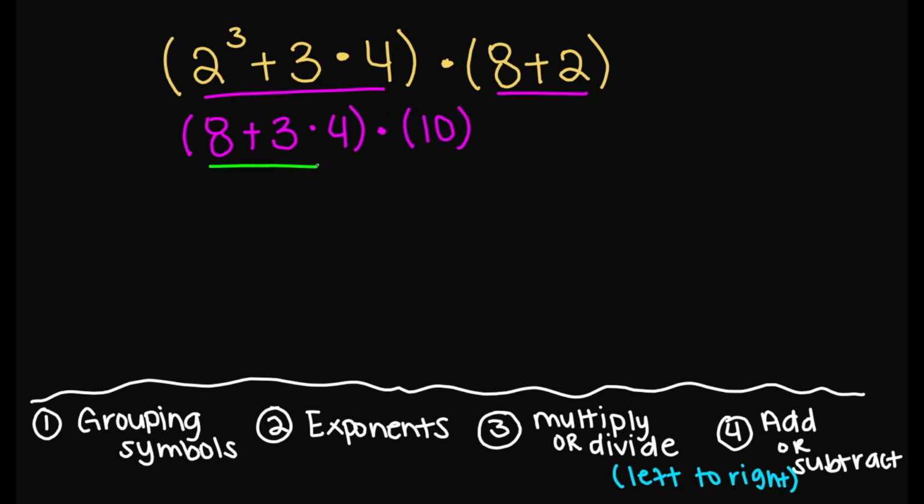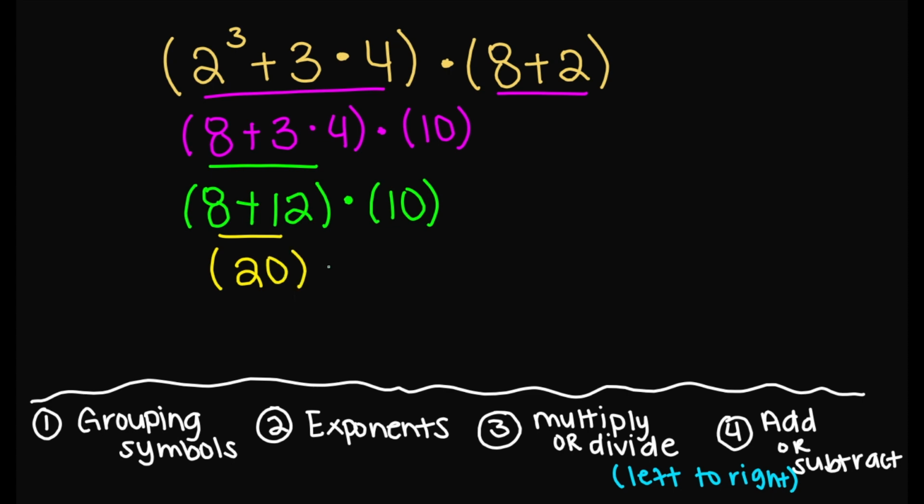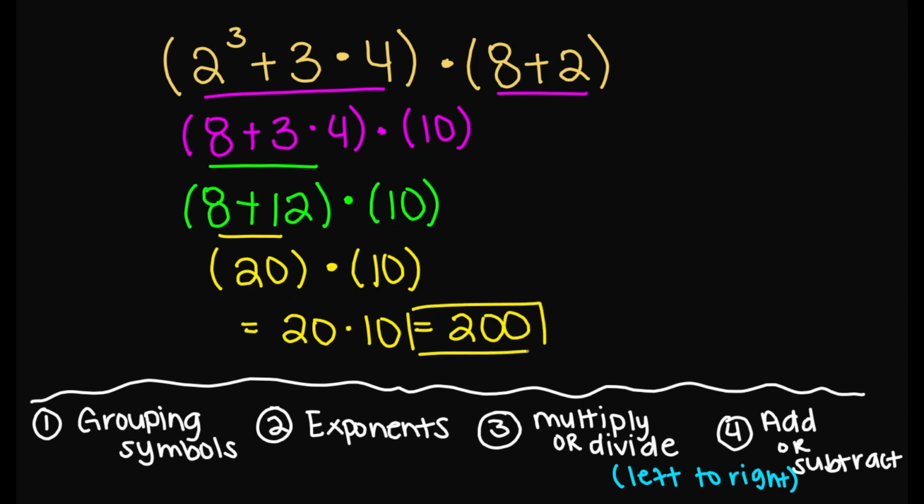Next, in this parentheses here, we do need to multiply before we add. So we have 8 plus 12 in here, and then out here, this is just going to be 10. Next, I'm going to add 8 plus 12. This is going to equal 20, and then 20 times my 10. So this is going to equal 200. So your final answer here is 200.